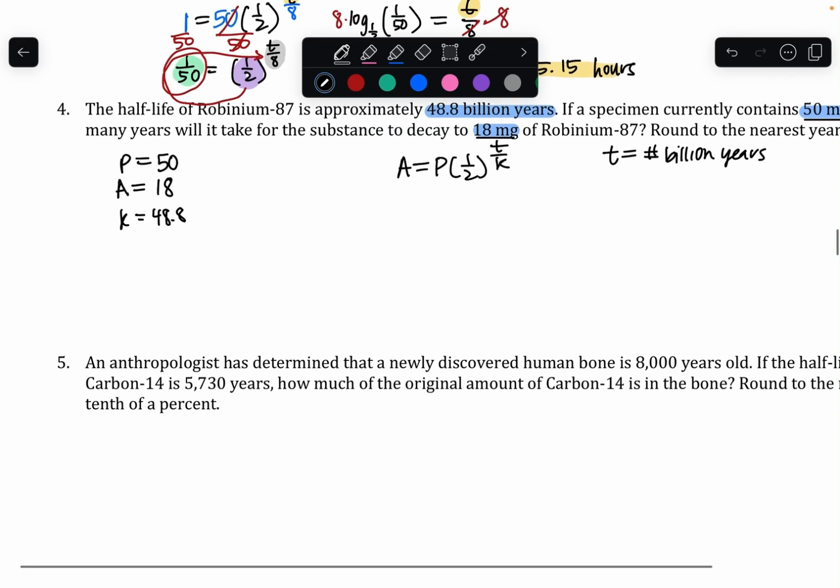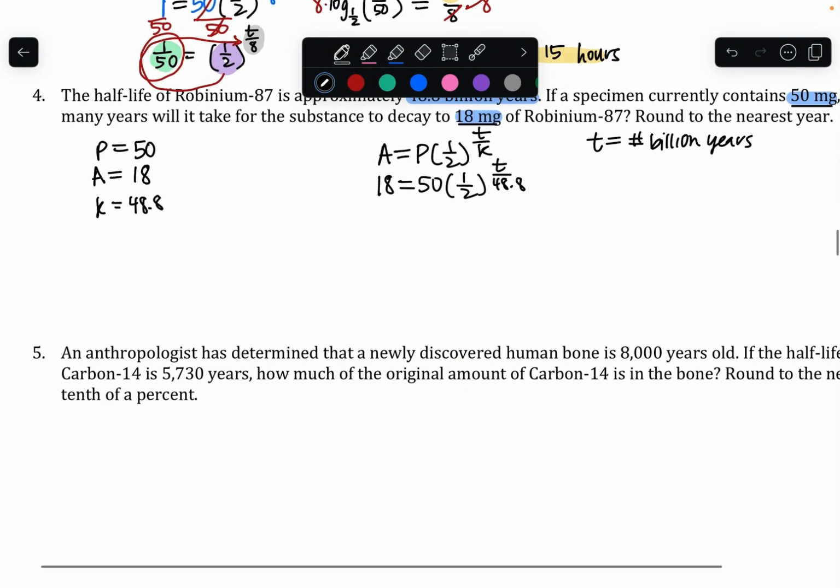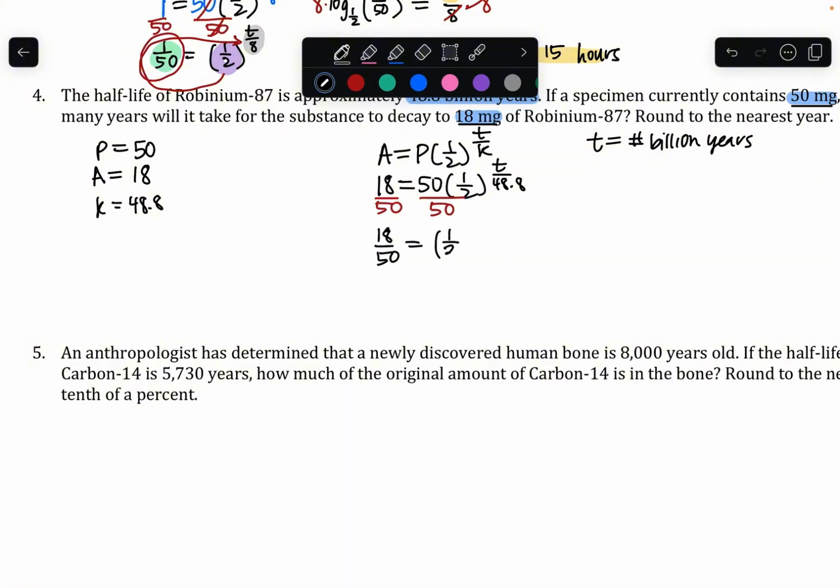Okay, and so filling in our information, we have A is 18, and P is 50. We don't know t, that's what we're trying to figure out, and k is 48.8. Okay, so first step is we are going to divide by 50. And you can simplify that if you want to, but don't round.